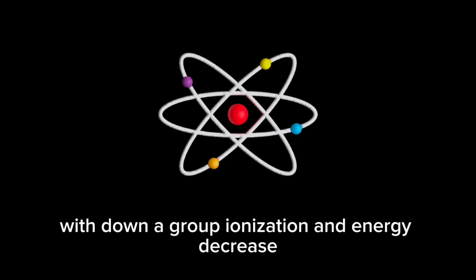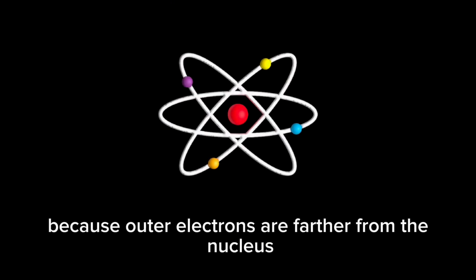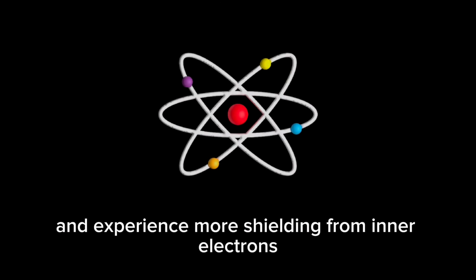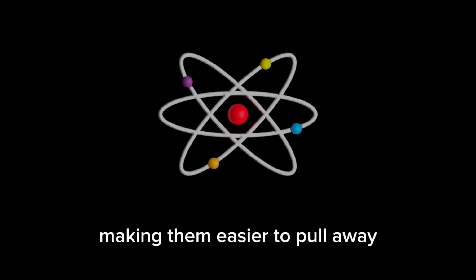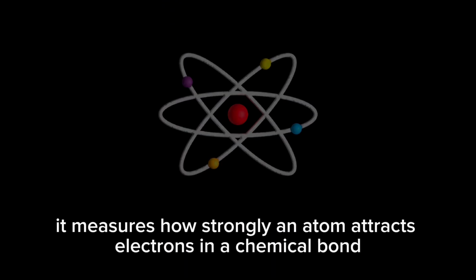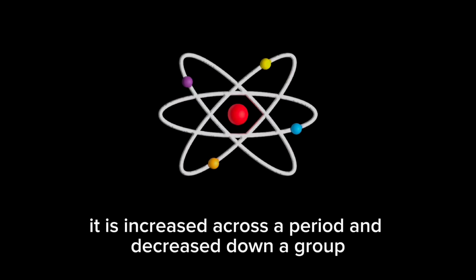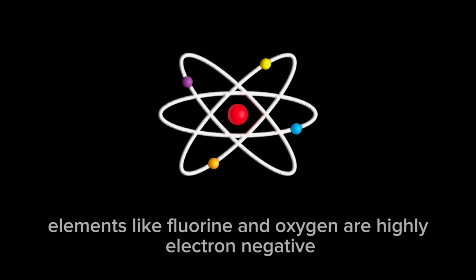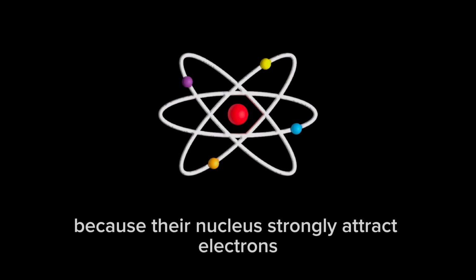Down a group, ionization energy decreases because the outer electrons are farther from the nucleus and experience more shielding from inner electrons, making them easier to pull away. Electronegativity follows a similar trend. It measures how strongly an atom attracts electrons in a chemical bond. It increases across a period and decreases down a group. Elements like fluorine and oxygen are highly electronegative because their nuclei strongly attract electrons.